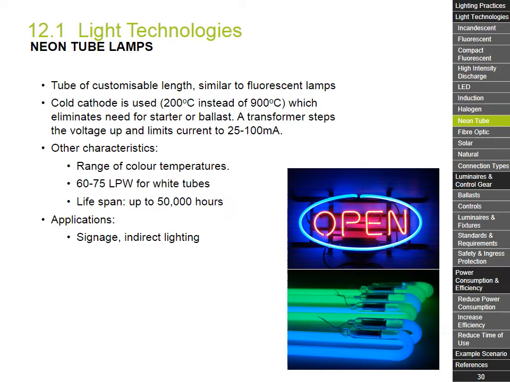Neon tubes are a glass lamp that can be molded to a required shape and designed to produce numerous colors depending on the phosphor coating on the tube. They operate in a similar fashion to fluorescent lamps, except that they use a cold cathode which eliminates the need for a starter or ballast. All that is required is a transformer to increase the voltage and limit the current to 25 to 100 milliamps depending on the application.